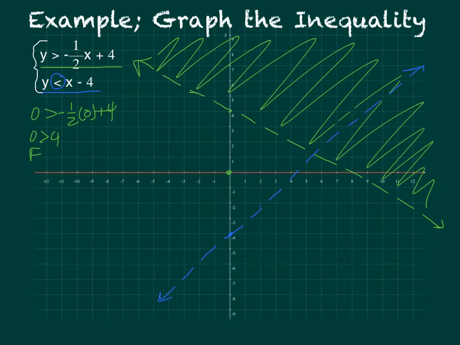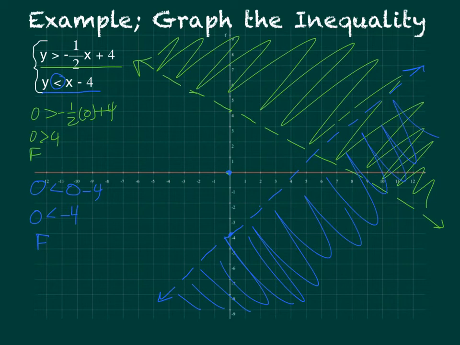Alright, and now I need to figure out where to shade. So I'm going to put in the point 0, 0. Yet again, I can put that point in and it'll still work. So 0 is less than 0 minus 4. 0 is less than negative 4. This is false because negative 4 is smaller than 0. So I'm going to shade away from that point.